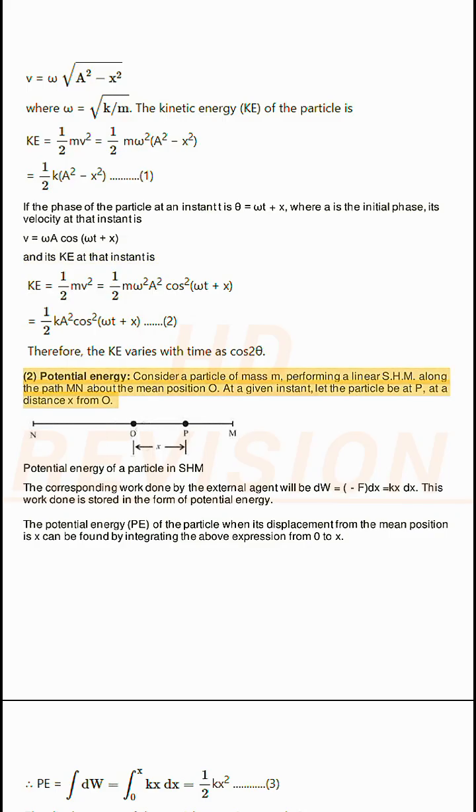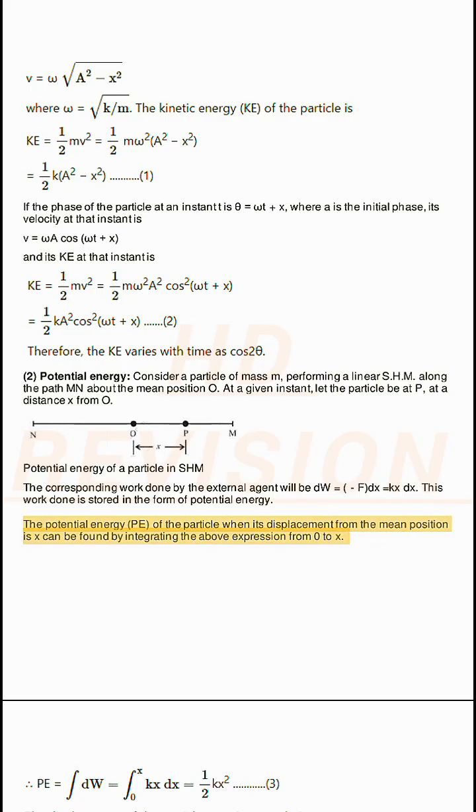2. Potential energy. Consider a particle of mass m performing a linear SHM along the path MN about the mean position O. At a given instant, let the particle be at P, at a distance x from O. Potential energy of a particle in SHM. The corresponding work done by the external agent will be dW equals F dx equals kx dx. This work done is stored in the form of potential energy.